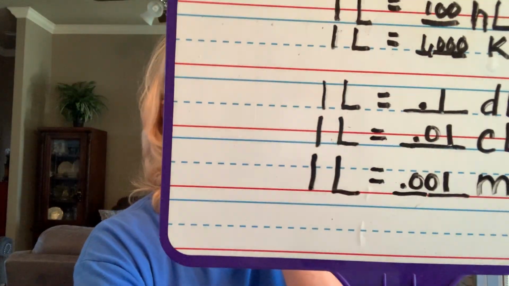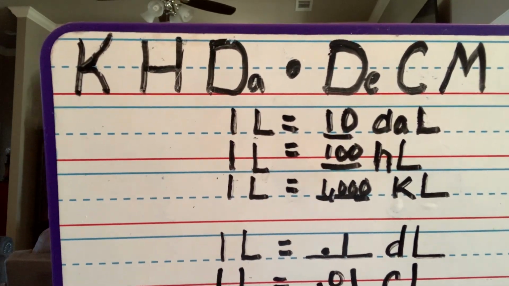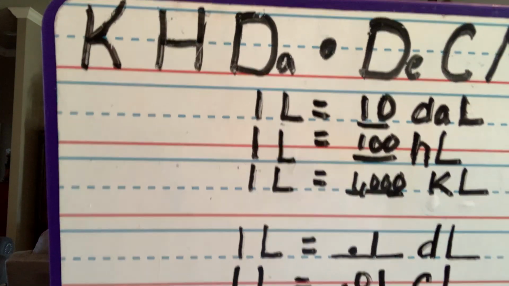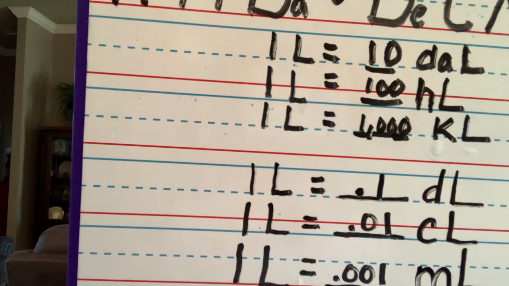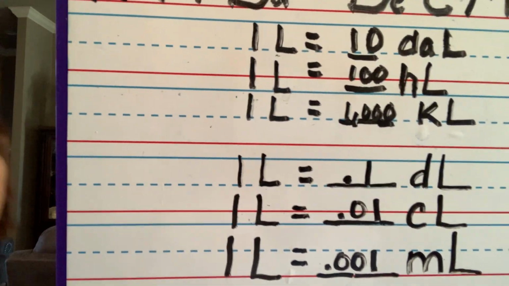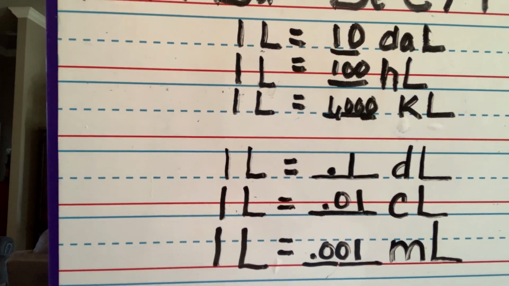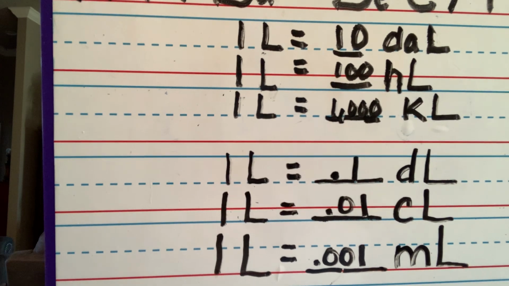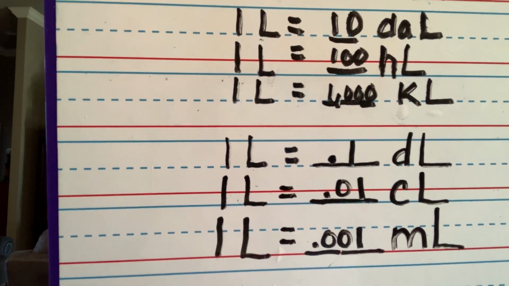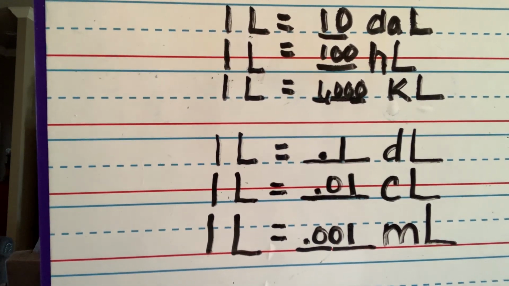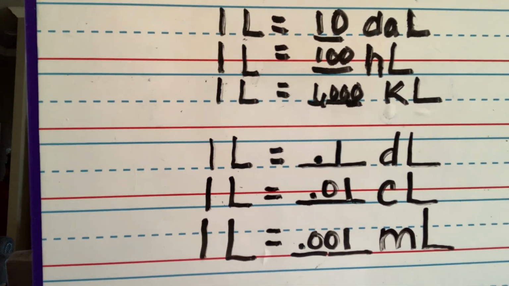So 1 liter would equal 10 decaliters. Then you have 1 liter would equal 100 hectoliters. Then you have 1 liter would equal 1,000 kiloliters. Then you have 1 liter would equal 1/10 of a deciliter. You have 1 liter would equal 1/100th of a centiliter. Then you have 1 liter would equal 1/1000th of a milliliter.